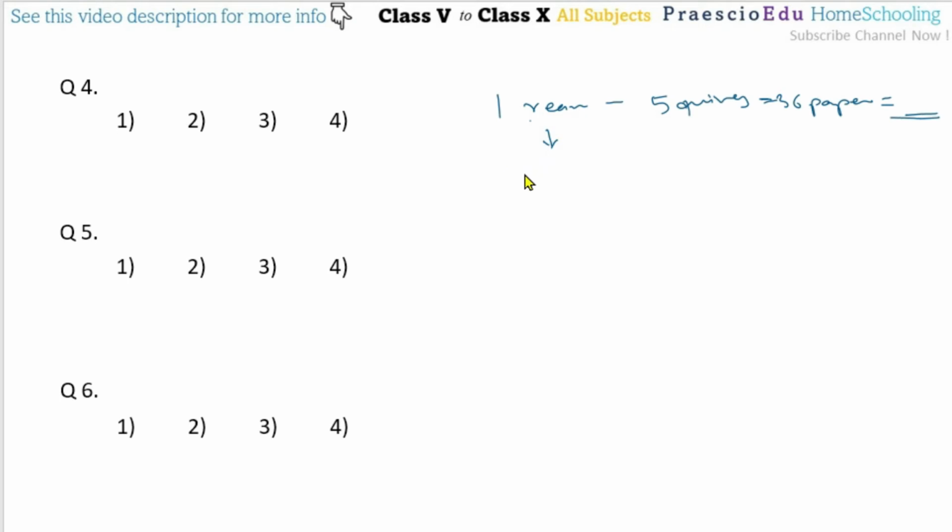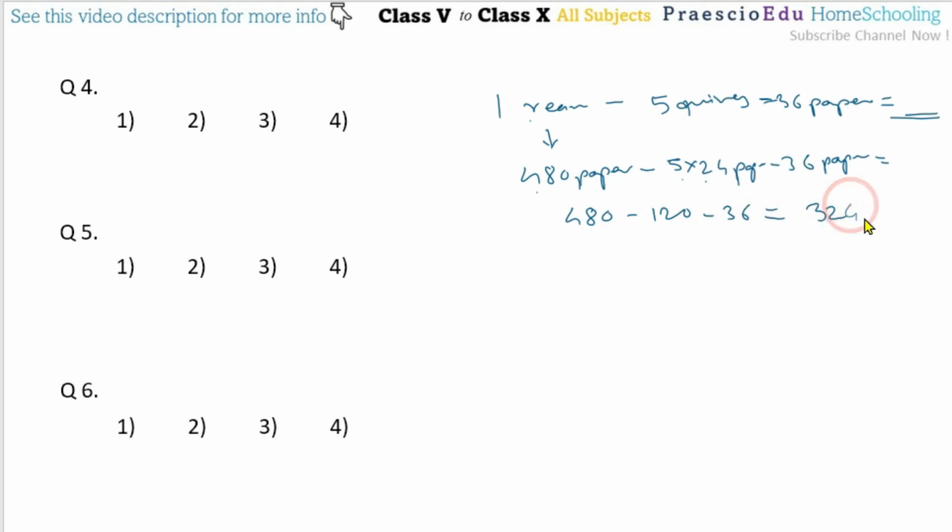So one ream has 480 papers, then minus 5 squares. As we know 1 square is equal to 24 papers, means 5 multiplied by 24 papers, minus these 36 papers, is equal to how much. Then 480 minus this 5 multiplied by 24, which is equal to 120. So 480 minus 120 minus this 36, it comes to 324 papers, and this is given in option number 1.